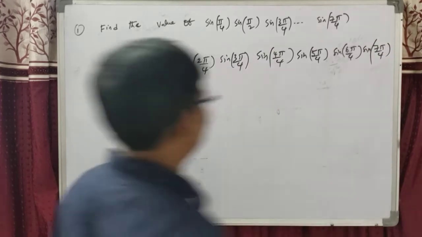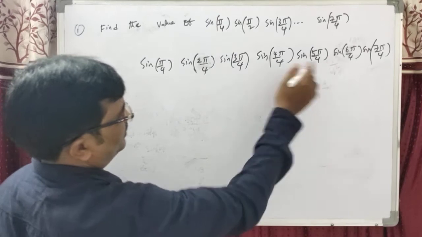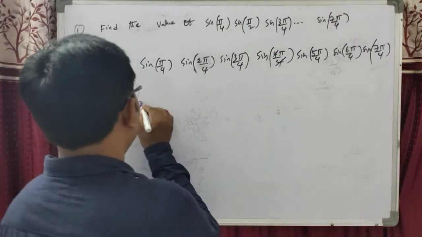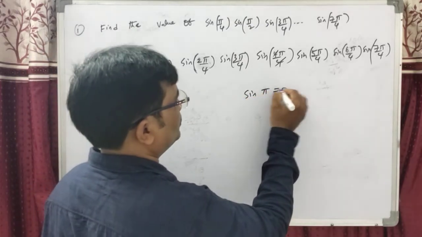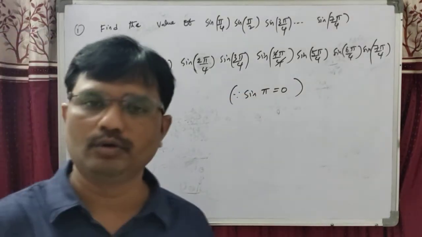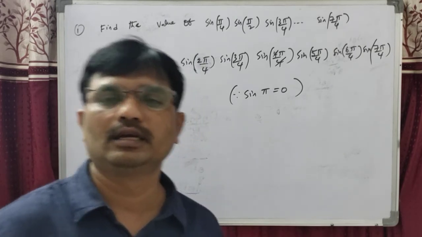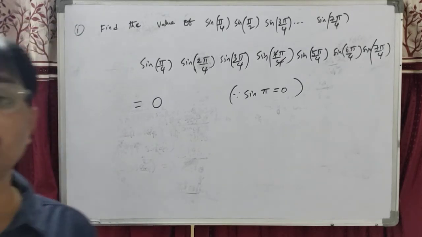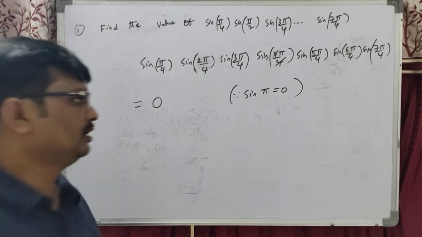Dear students, we have to know that this is a complete product. When you cancel here, what is the value of sine 180? The answer is 0, since sine pi is 0. Sine 0, sine pi, sine 2 pi, sine 3 pi, sine 4 pi, sine n pi, these are all 0, where n belongs to the integers.